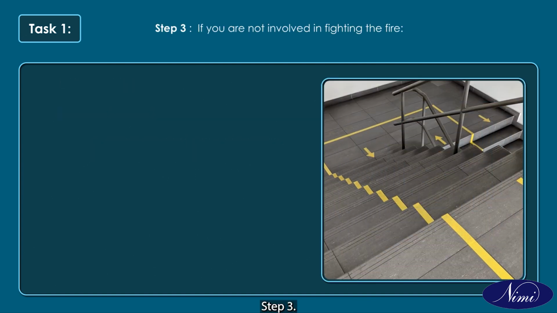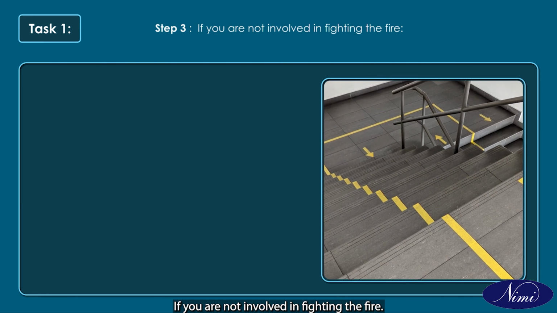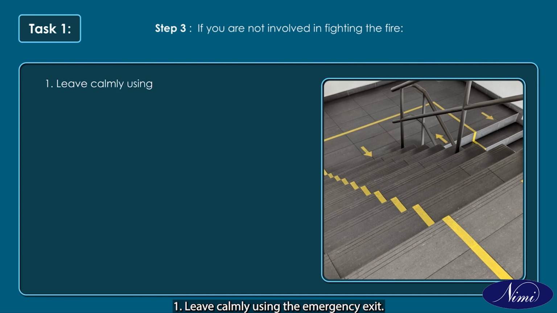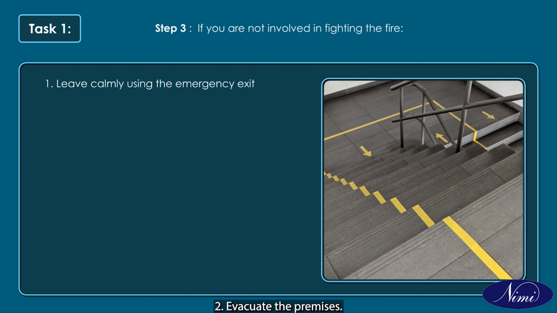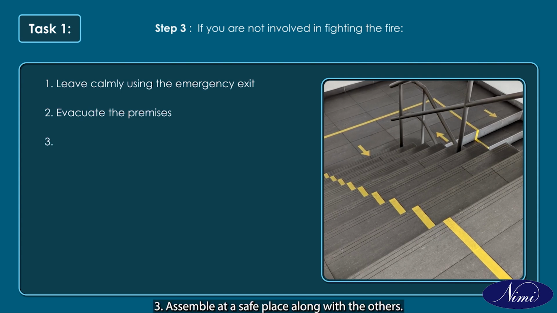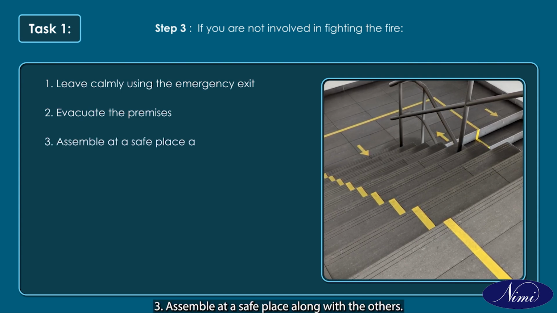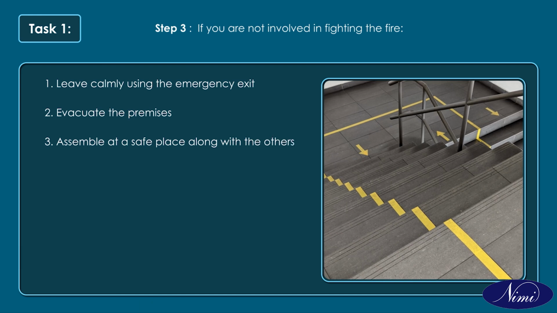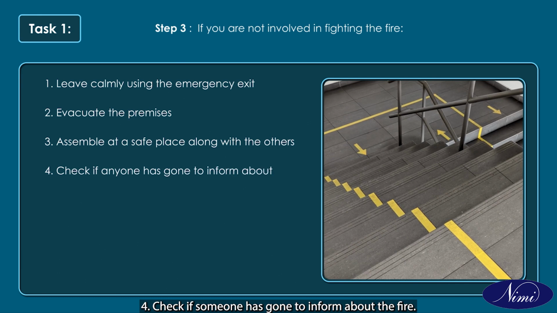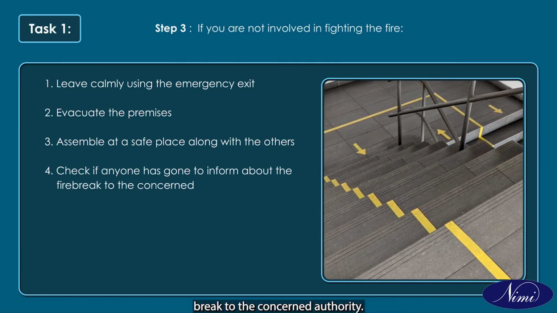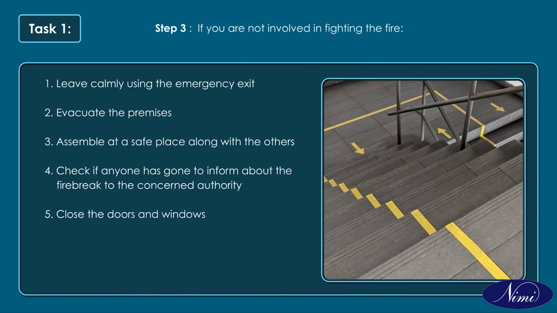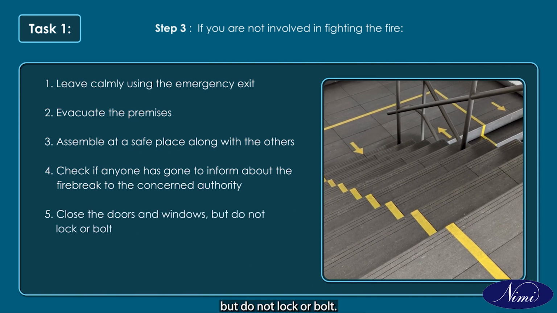Step 3. If you are not involved in fighting the fire. Number 1. Leave calmly using the emergency exit. Number 2. Evacuate the premises. Number 3. Assemble at a safe place along with the others. Number 4. Check if someone has gone to inform the concerned authority about the fire break. Number 5. Close the doors and windows but do not lock or bolt.